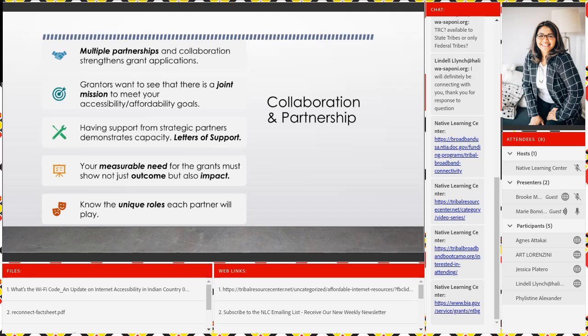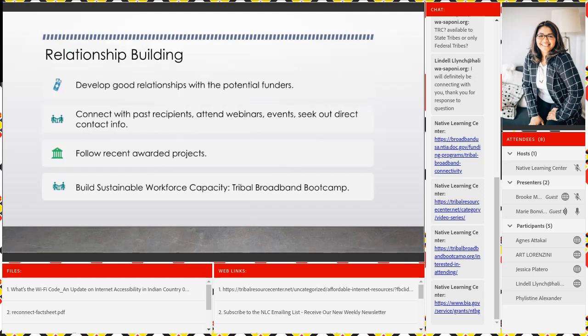And then, of course, the unique role that each partner plays. I already talked about the ecosystem and how many unique roles there may well be. So coordination and project management is going to be essential. So again, we talk about relationship building. We talk about developing good relationships with potential funders, because now, especially after the pandemic, you've got both private and public partners.